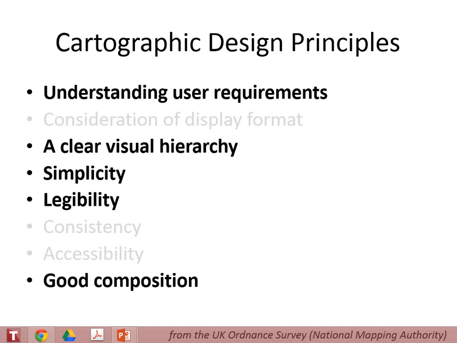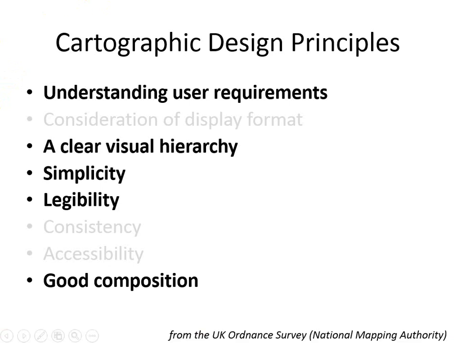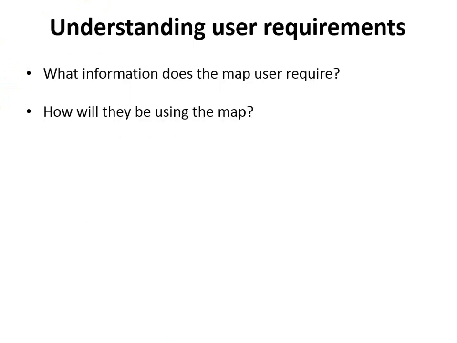We're going to continue talking about cartographic design principles, and we're going to focus on the first one here, understanding user requirements. There are two important questions to ask yourself when you're creating a map. What information does the map user require from this map? Why are you doing this in the first place? What is the critical information that they need, and how will they be using this?